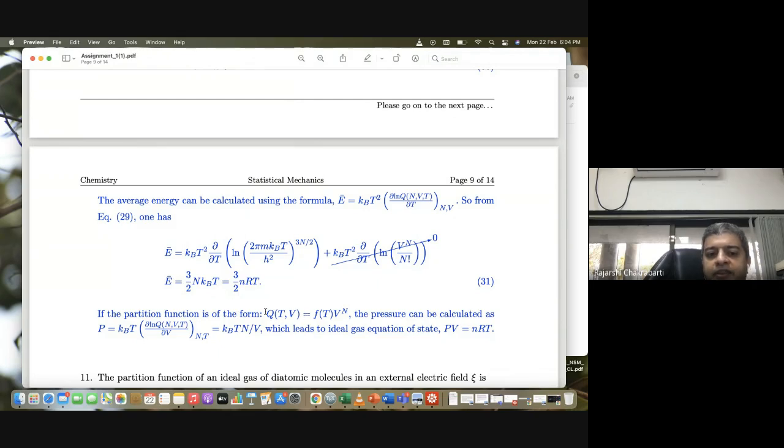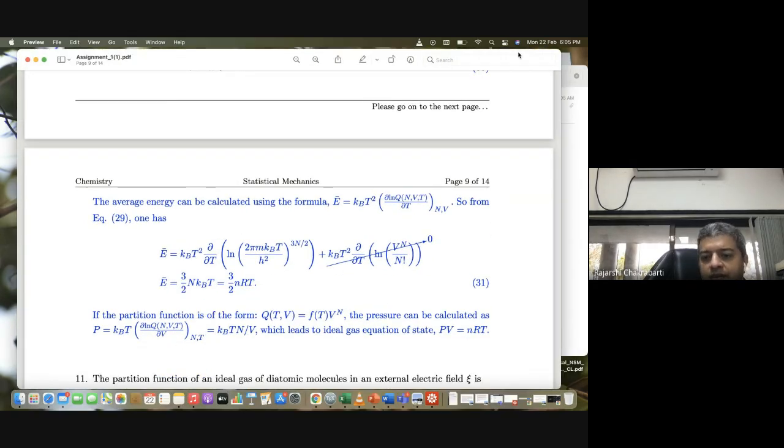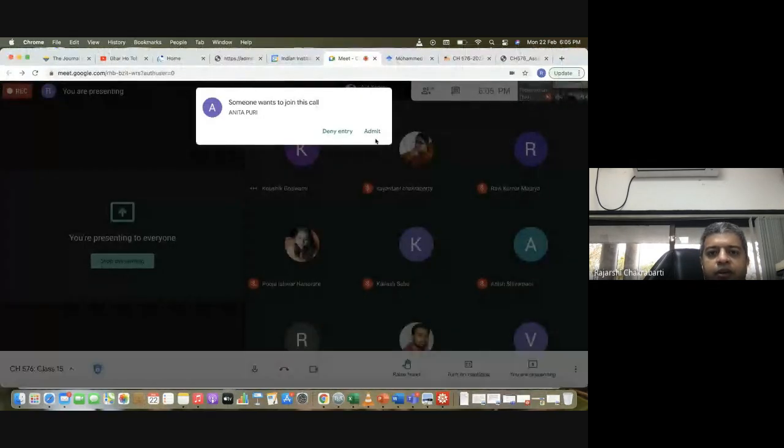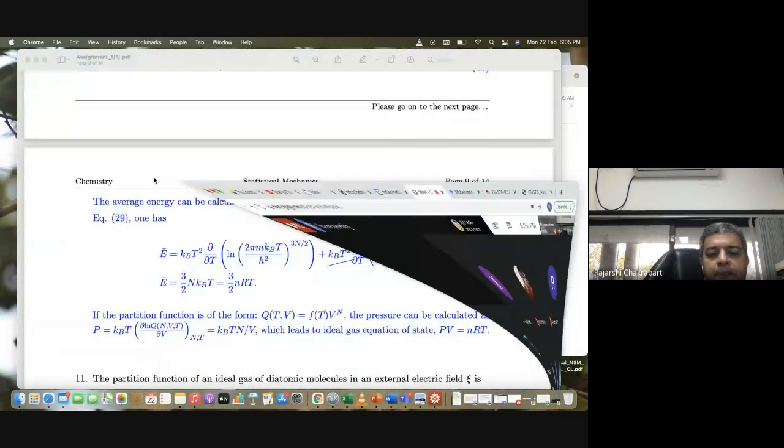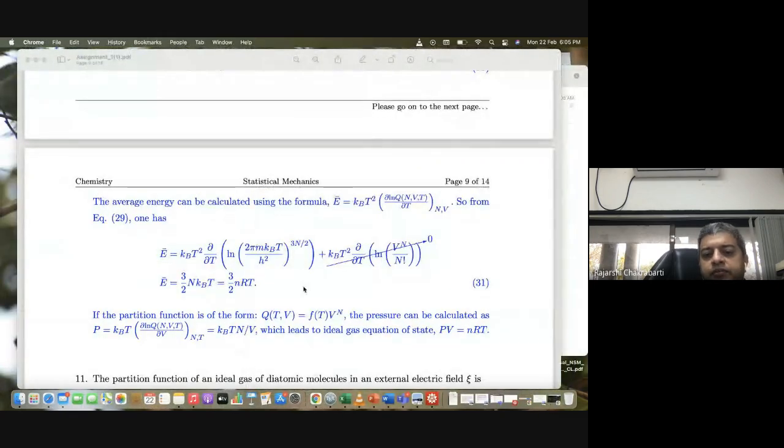So the structure is like this: a function of temperature times V to the power of n. Temperature is always coming from the momentum part, and the V to the power n is coming from the coordinates, the other part, the configuration part. Is this clear? This is not a very difficult question.